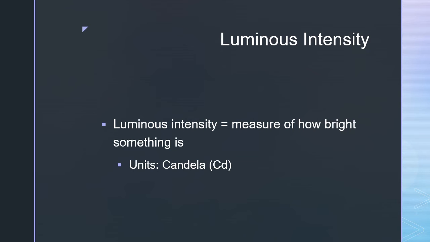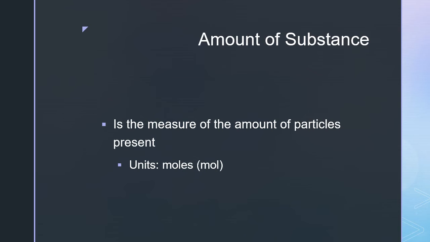Another of the base units is luminous intensity, which is a measure of how bright something is. The units for luminous intensity are the candela, abbreviated capital C, lowercase d. Another of the 7 base units is amount of substance, which generally is a measure of the amount of particles that are present. The SI unit for this is the mole, abbreviated MOL. We will talk more about moles in a later unit.